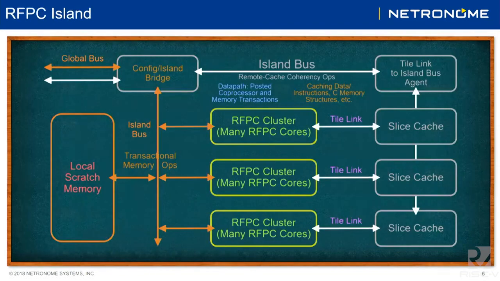So most of the time I wanted to spend today is on how you build up the RISC-V complex to get 1,000 processors. We're starting from the top level and working our way down. We have a concept of an island. The island is made up of local memory, clusters of RISC-V processors, and slices of cache.